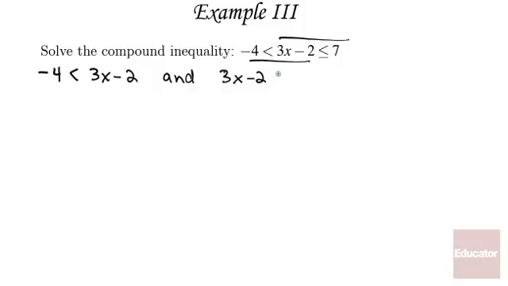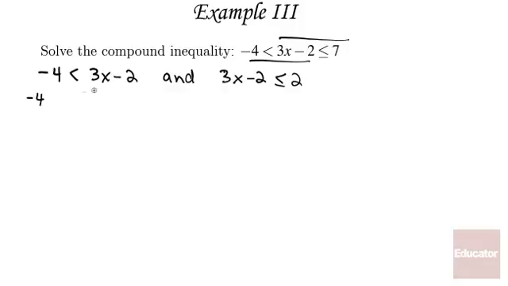So to just make it clear, I'm going to separate it out into two inequalities. My first inequality is that negative 4 is less than 3x minus 2. Okay, so that is my first inequality. My second inequality is over here, and that is 3x minus 2 is less than or equal to 7. So this means the same thing, just writing it out a longer way than up here. And it means that they are combined by the word and.